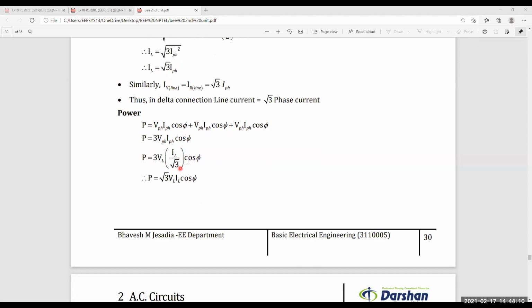Then IL by root 3 cos phi. Then power is equal to root 3 VL IL cos phi. So this is the power in a delta connected system. 3 V phase I phase cos phi is the three phase power.